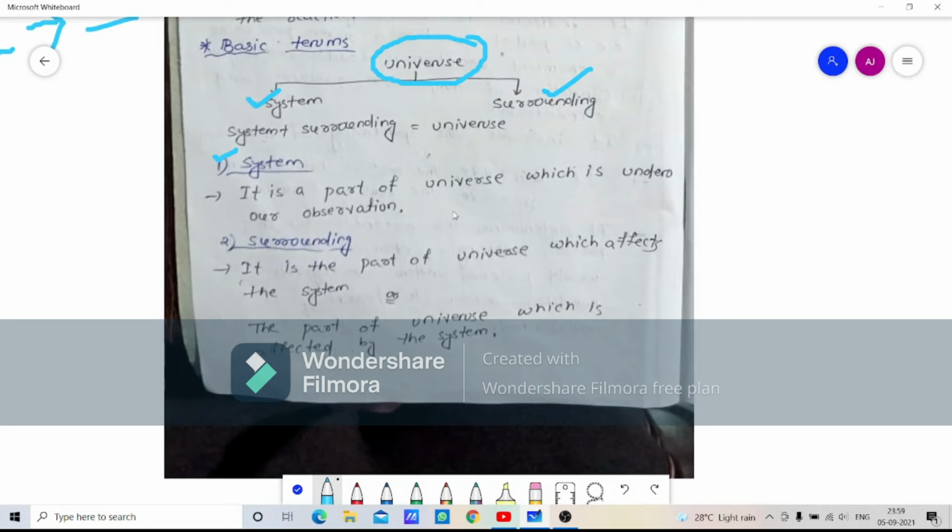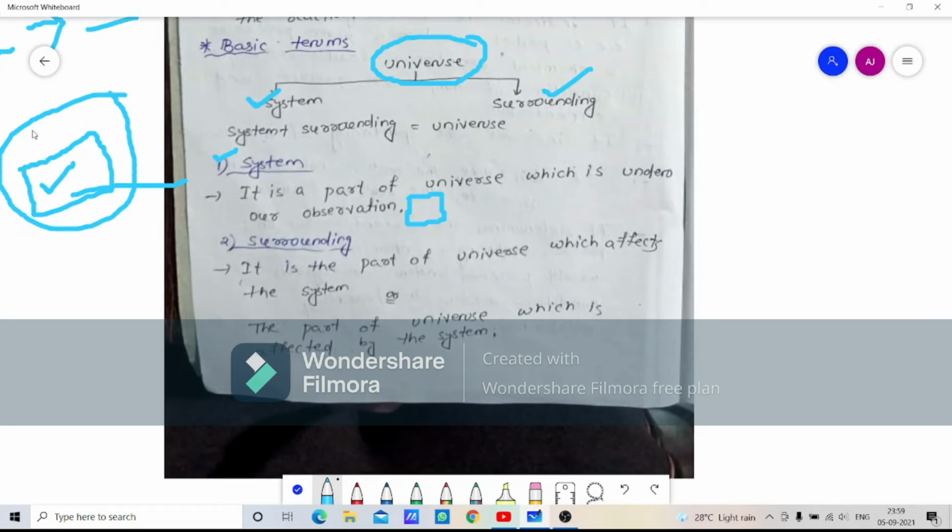It is a part of the universe which is under observation. That means if you are taking a reaction in a vessel, then we are observing that vessel. So this vessel is the system. The thing in which the reaction is taking place, or which we are observing, is known as the system. And the surrounding: except the system, the parts of the universe which can affect the system, or be affected by it, are known as the surrounding.